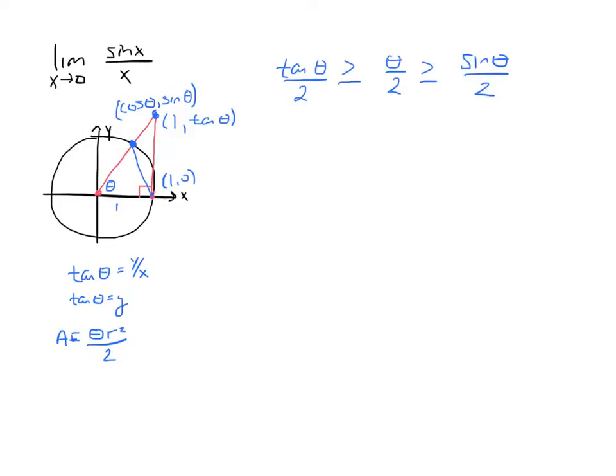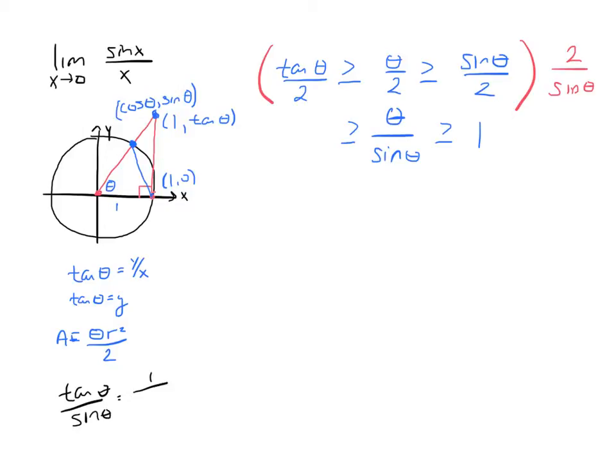Now what we're going to do is multiply everybody here by 2 over sine theta. So here we're going to have 1. In the middle, the 2's will cancel. We'll have theta over sine theta. And over here, the 2's will cancel again, but we'll have tan over sine. So tangent divided by sine is actually 1 over cosine. So on the left here, we'll have 1 over cosine.